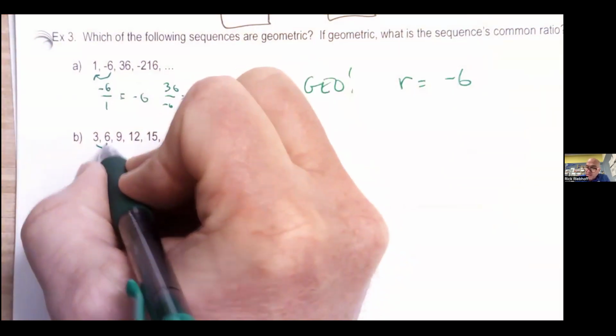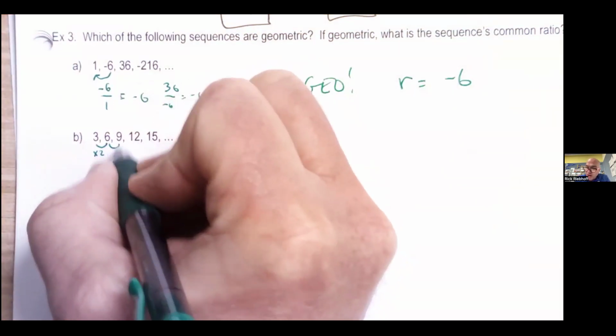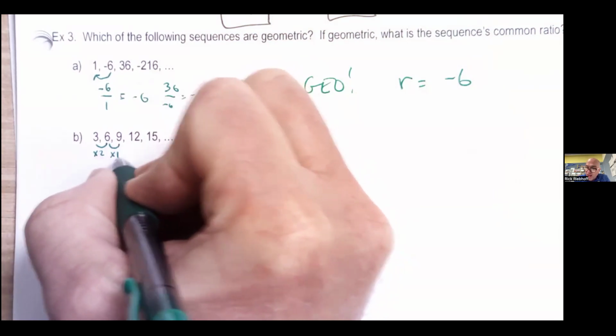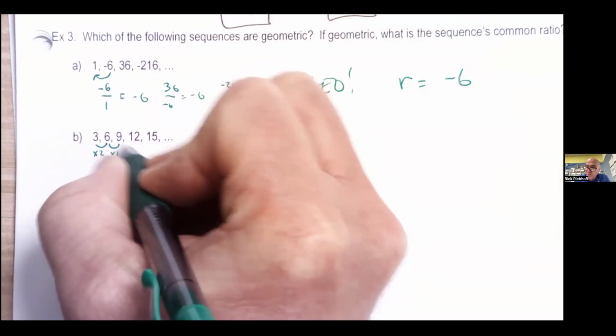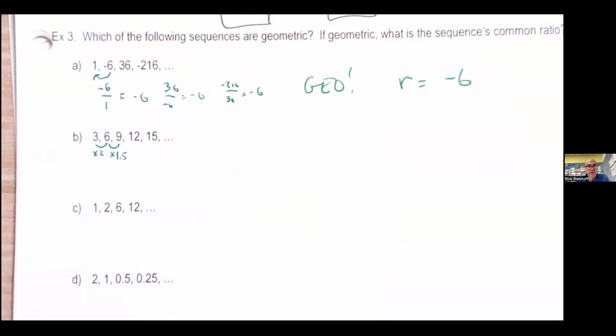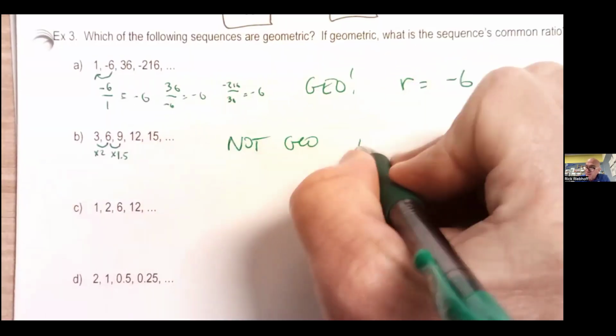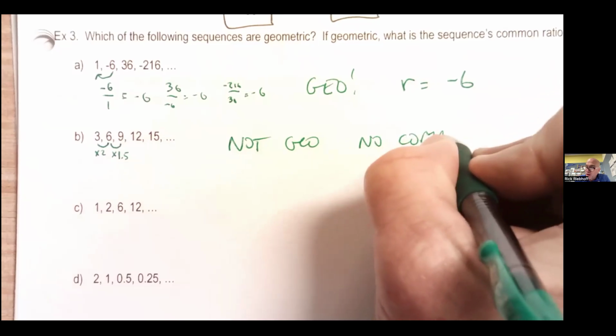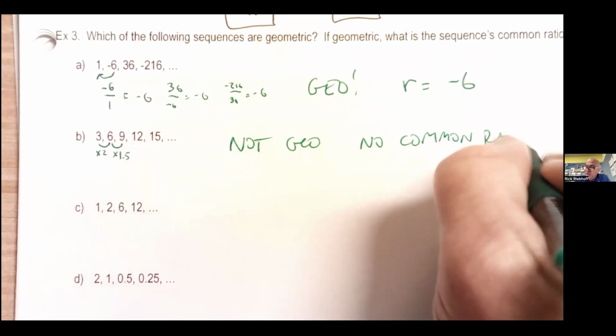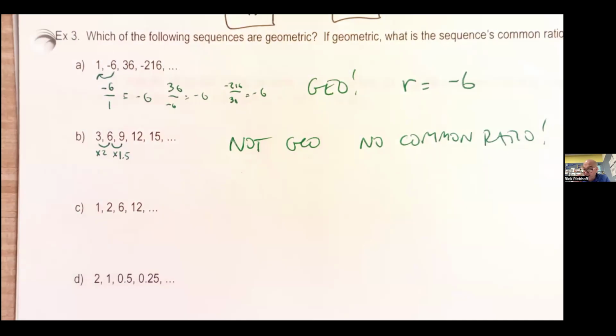What do we multiply by? Times 2, times 1.5, times not 2, definitely not 2. So this is not geometric, and I would say no common ratio.